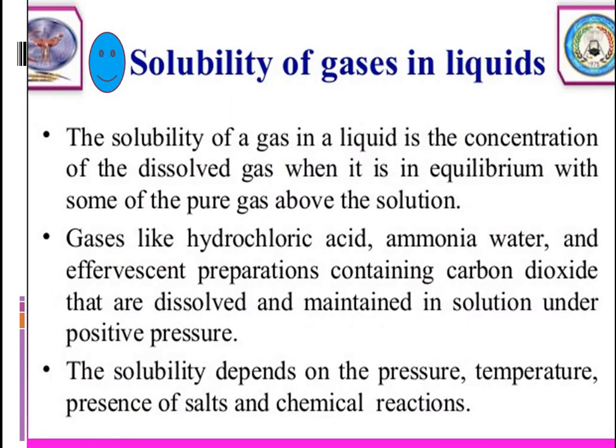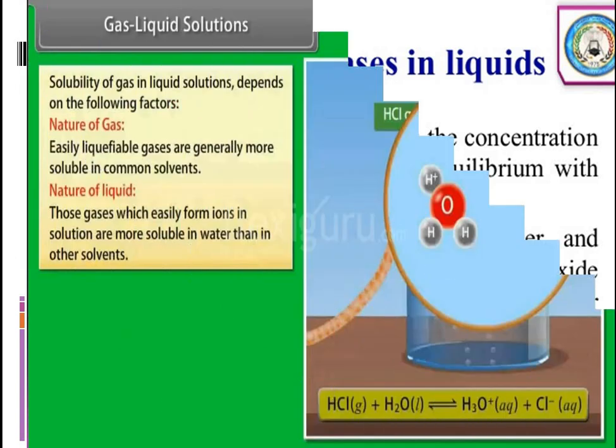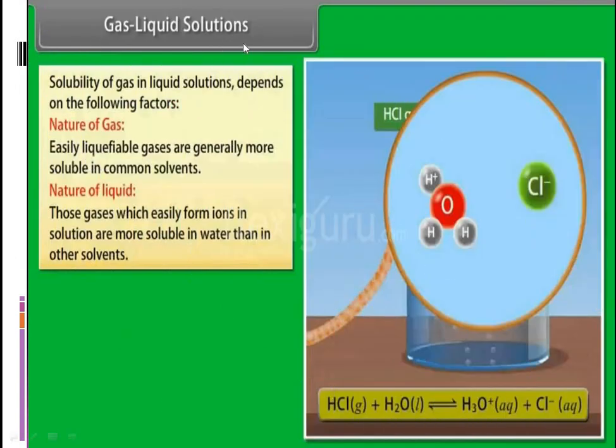Moving to our second type of solution, gases in liquids. We will discuss the solubility of gases in liquids. We discussed this in the last lecture also, where we covered Henry's law. The solubility of a gas in a liquid depends upon the pressure applied on the gas. We can dissolve gases like HCl, ammonia, carbon dioxide. It depends upon the temperature, pressure, and the quantity of gas present. So this is our gas-liquid solution.